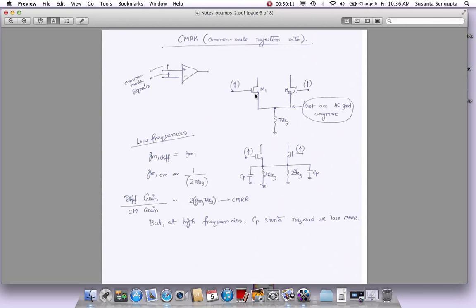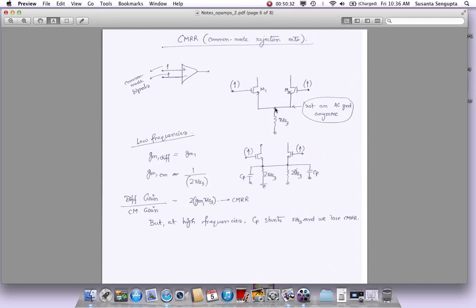This is the input stage of the op amp, M1, M2 shown, and this is the tail current source we had, which is RDS3. When you do a differential excitation, where this is going up and this is going down, what happens to this node? This node remains at an AC ground. Now we don't have a differential excitation. We are only doing common mode excitation, that is, they both are going up or they both are going down.